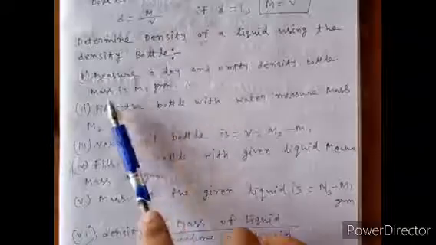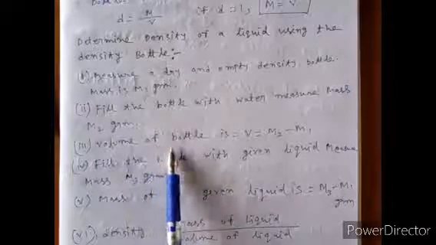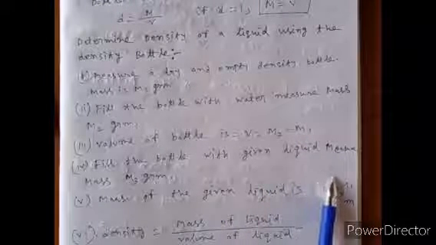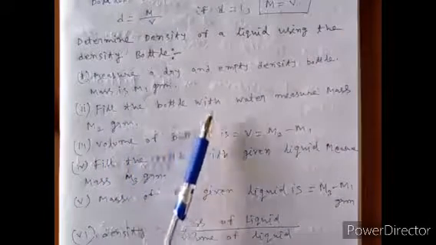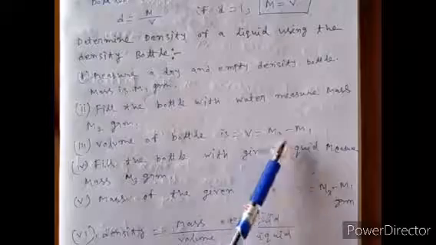First measure a dry and empty density bottle's mass. Take this as m1 gram. Now fill the bottle with water and measure the mass again, and consider that mass as m2 gram. So obviously the volume of that bottle is m2 minus m1. Why m2 minus m1? Because the mass of the water will be m2 minus m1 and the density of the water is 1 gram per cm cube. So the volume of the density bottle is equal to m2 minus m1.